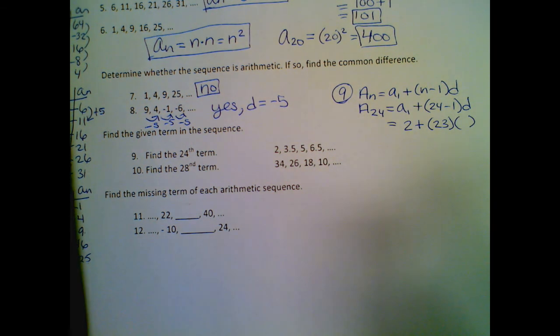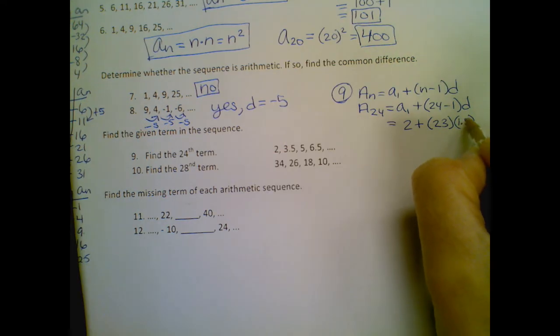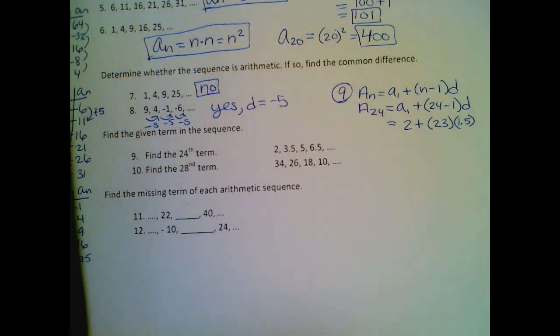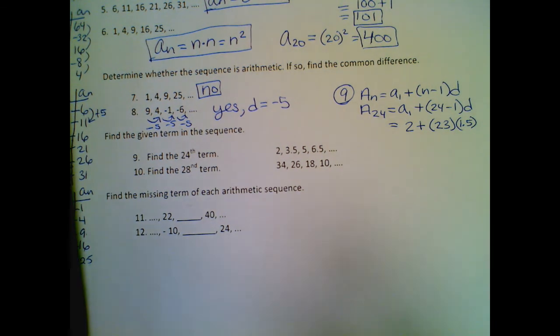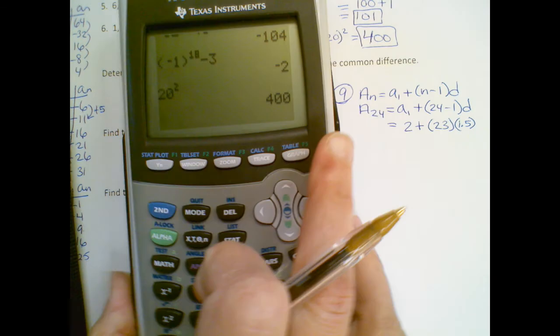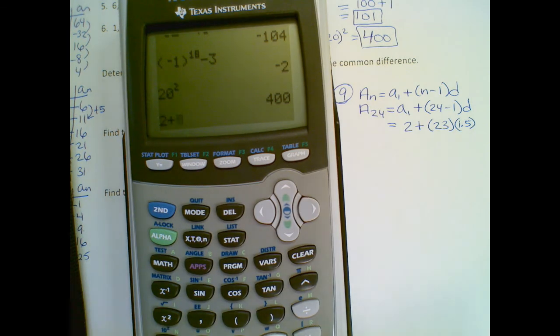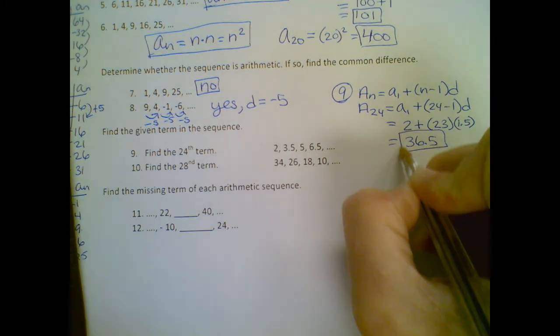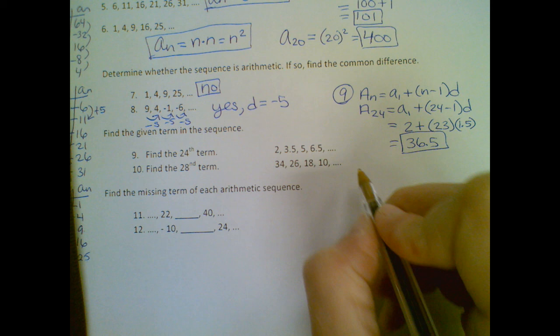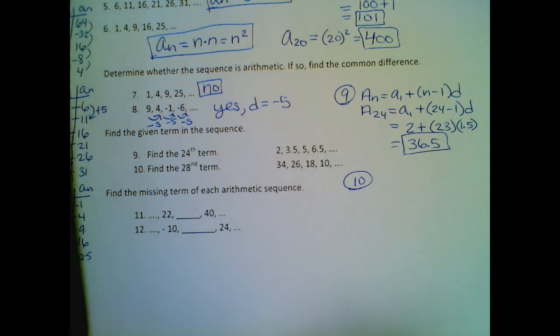And then my common difference is what am I adding or subtracting by. Notice I'm adding 1.5, so I'm putting a positive 1.5 there. If I was subtracting 1.5, then I would just put times a negative 1.5 there, would be the only difference. So then from here, I'm going to go through and simplify this on my calculator. So 2 plus 23 times 1.5. So I have 36.5 as my final answer.